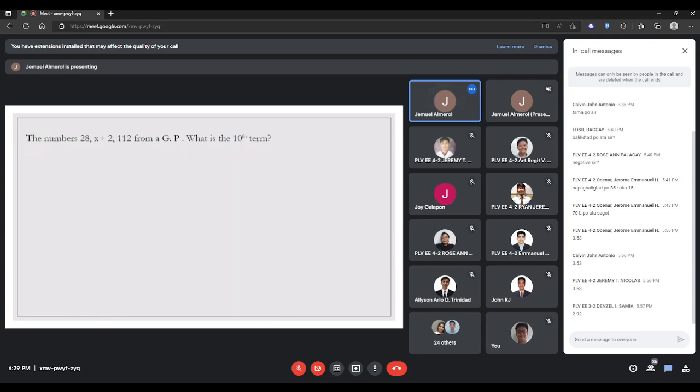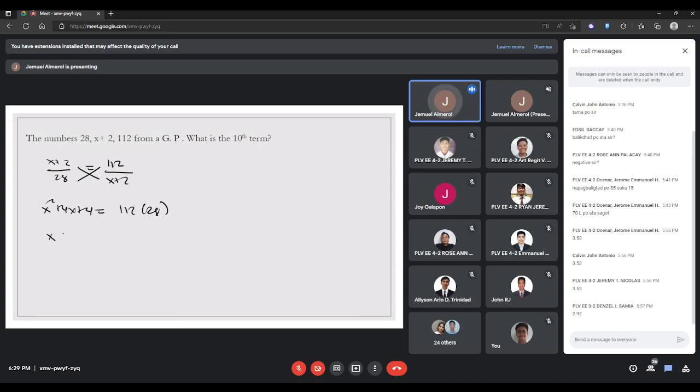Okay. Next, the numbers 28, x plus 2, rather, and 112 form a geometric progression. What is the 10th term? So we need again R, right? So R ay makukuha sa ratio ng two successive terms. So x plus 2 all over 28 that would be equal to 112 over x plus 2. Okay, then cross multiply. So x squared plus 4x plus 4, that would be equal to 112 times 28.